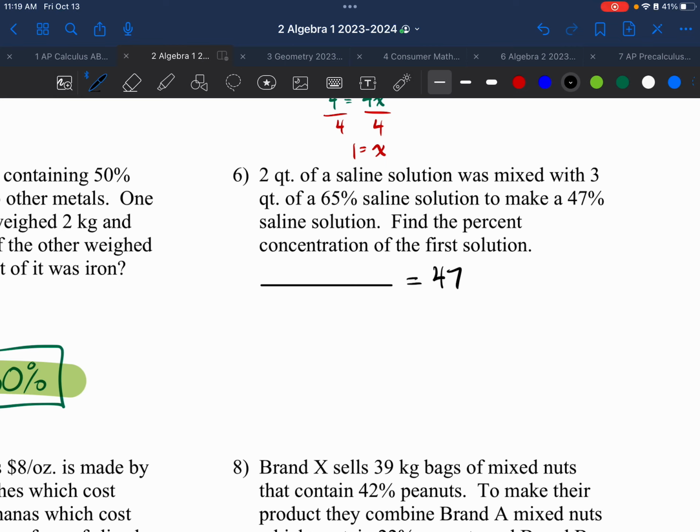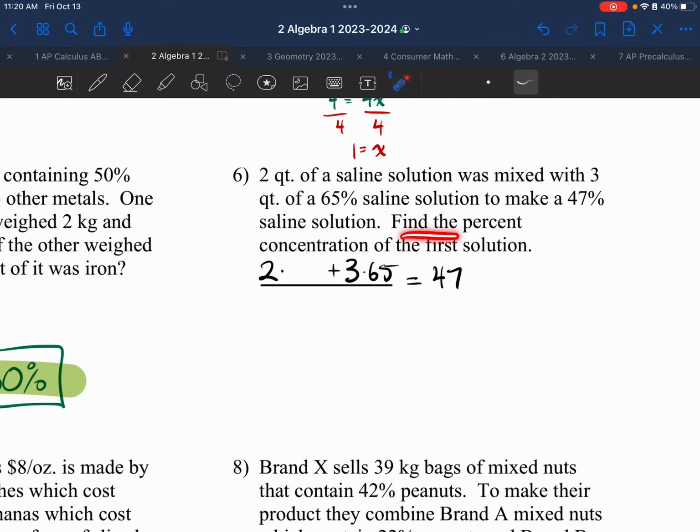And then what are we mixing together? We have 2 quarts of a saline solution. And we don't know the percent for that one, but I'm just going to leave it there for now. So 2 times some percent that I will fill in later, plus 3 quarts of 65%. So usually you always do an amount multiplied by the percent. So I'm going to say 3 times 65. And that made a 47% saline solution.